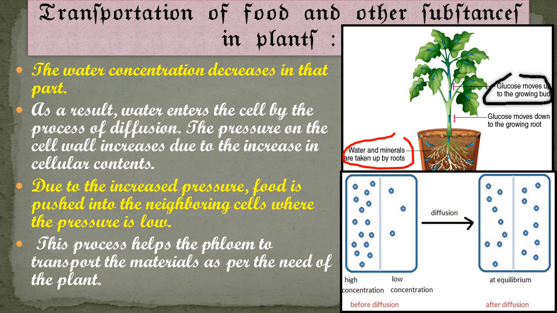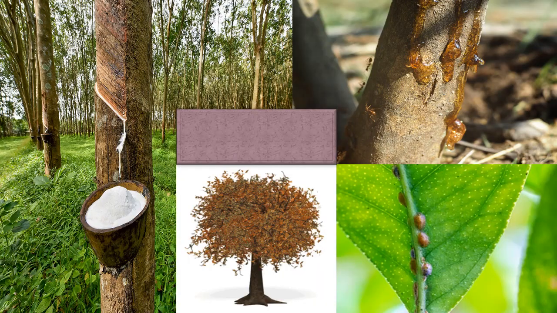You can observe that the water or any food material is entering the adjacent cell where the concentration of water is low. That means the water will flow from higher concentration to lower concentration just to attain the equilibrium condition. All right, so this is basically diffusion.